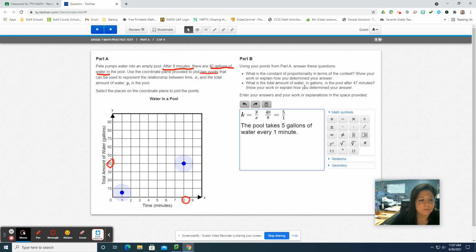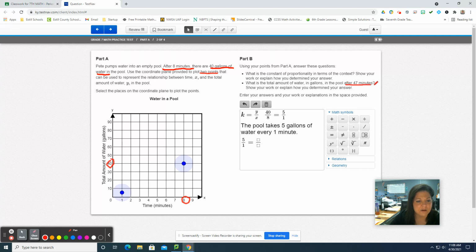What is the total amount of water in gallons in the pool after 47 minutes? Show your work or explain how you determine the answer. Okay, so, well, let's set up a proportion. I'm going to use my constant. So let's do my equal sign. Equals, and put fractions in there. So if I start with my constant, 5 gallons for every 1 minute.